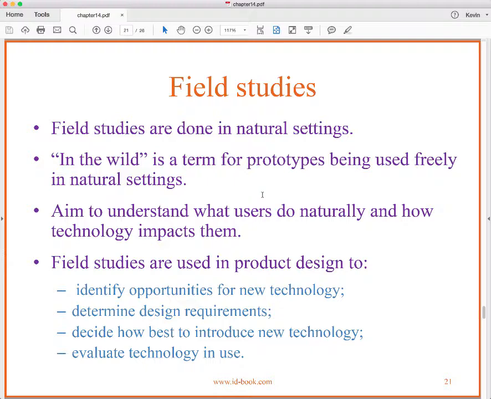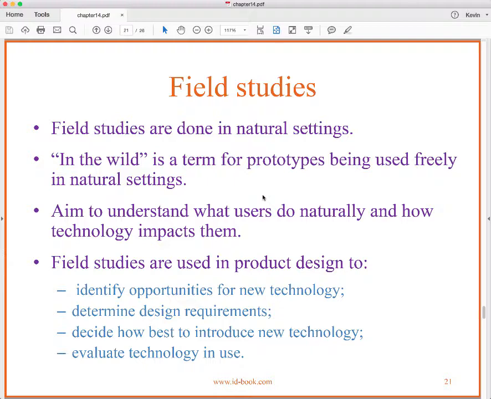We aim to understand what users do naturally and how a technology impacts them. So we're probably less interested in individual interactions and how long they take and how many errors we get in a particular interaction, and we're more interested in when we're using this product, right?